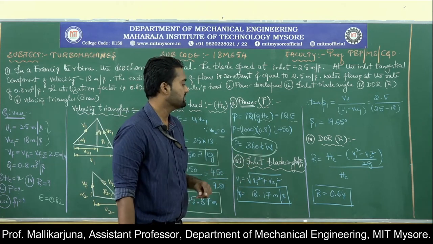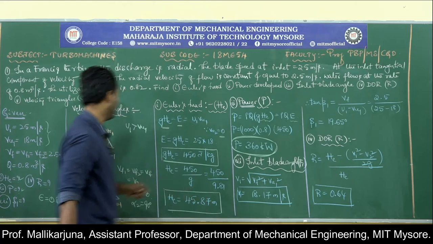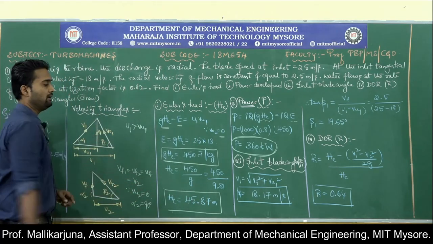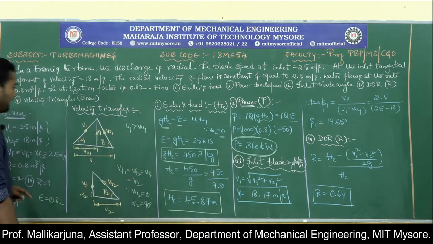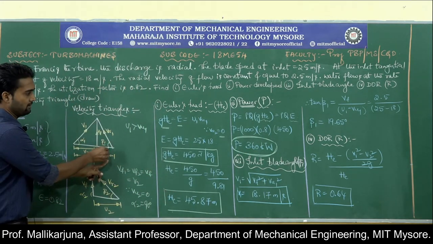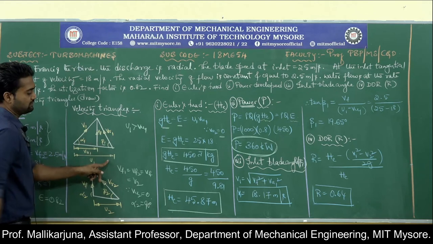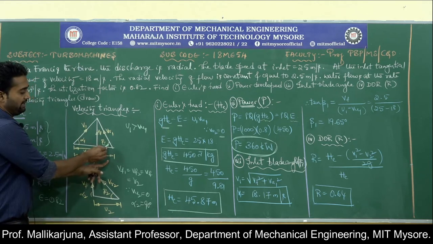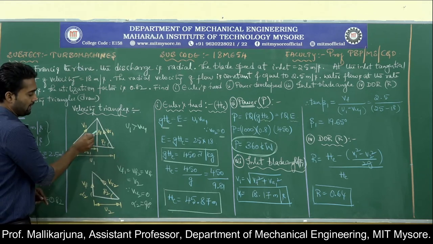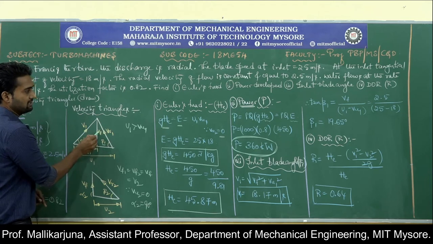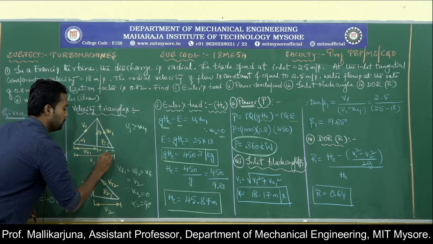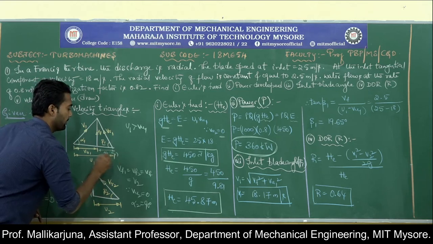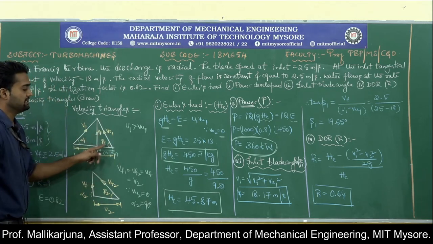Next unknown is the inlet blade angle. Inlet blade angle is denoted by beta 1. Now if I want beta 1, if you look at the velocity triangle, this beta 1 can be expressed with tan beta 1. Tan beta 1 is nothing but opposite by adjacent. Opposite is Vf, adjacent is this much. What is this? U1 minus Vu1. So opposite by adjacent is tan beta 1.